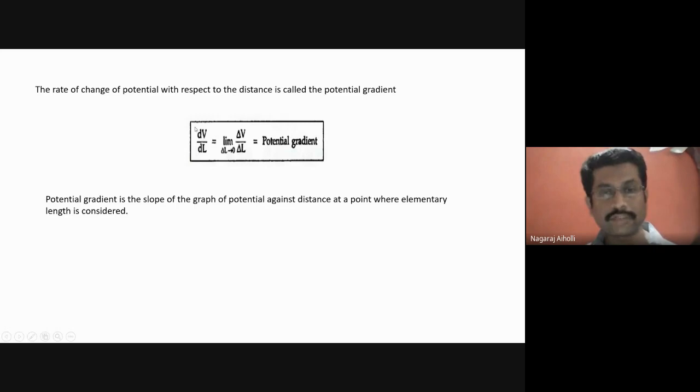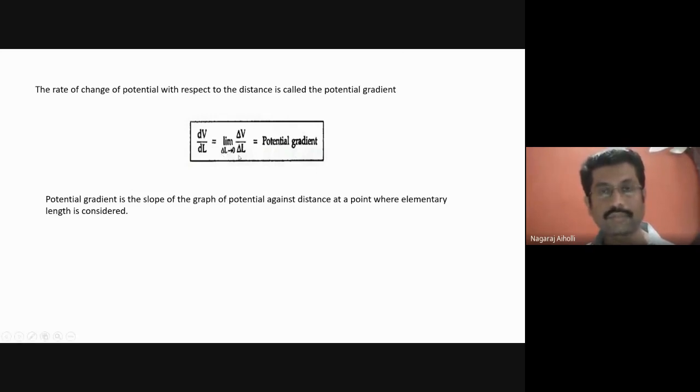The rate of change of potential, that is dV, with respect to the distance, that is dV by dl. This gives the potential gradient. That is, we write the limit of delta V by delta L as delta L tends to 0. We are taking the ratio of the potential to the distance. Delta L tends to 0 because we are finding the potential gradient at a particular, single point. That is why we have to take the limit as delta L tends to 0.